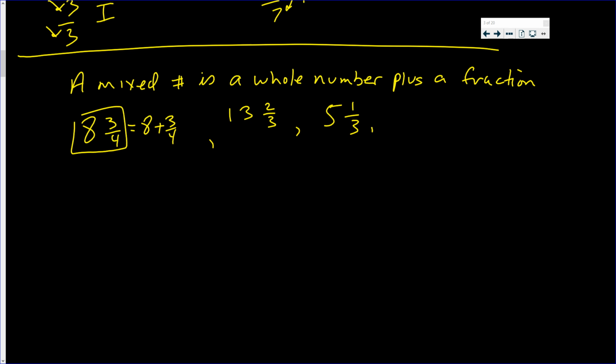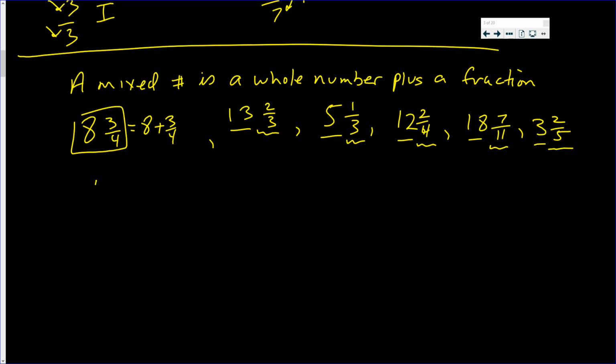5 1/3. 12 2/4. 18 7/11. 3 2/5. Those are all mixed numbers. Each has a whole number and a fraction.